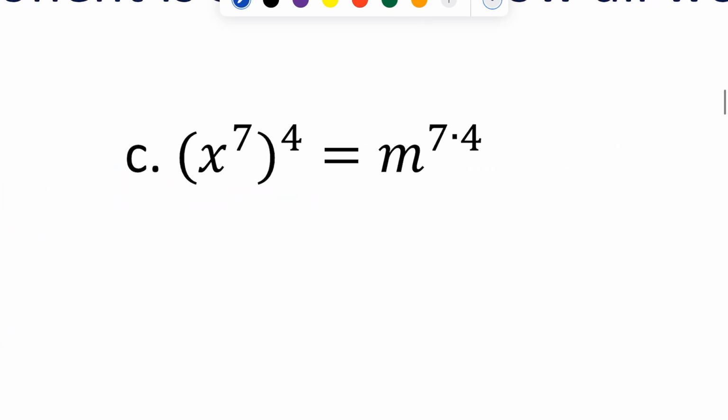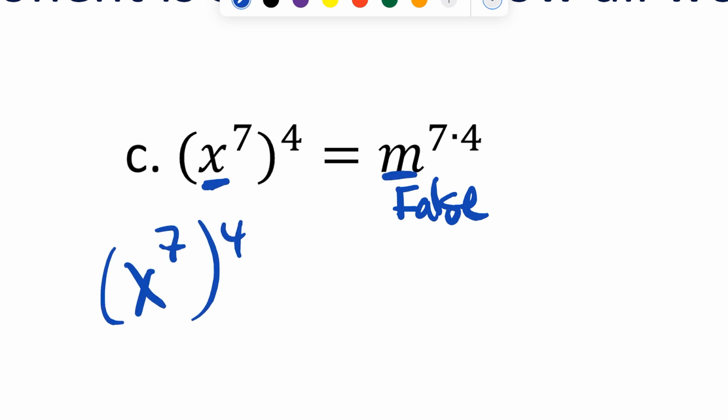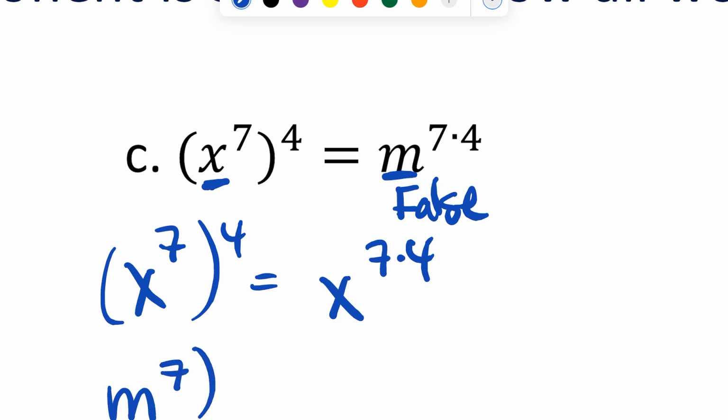This one, it's a power raised to a power. Well, it would be false because the bases aren't the same. So we would either need to change this so that it says x to the 7 times 4, or we would have had to change this so it would be that.